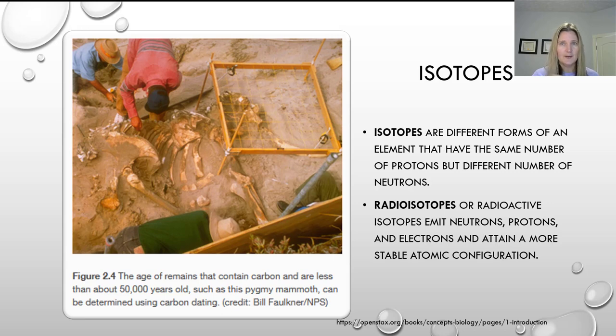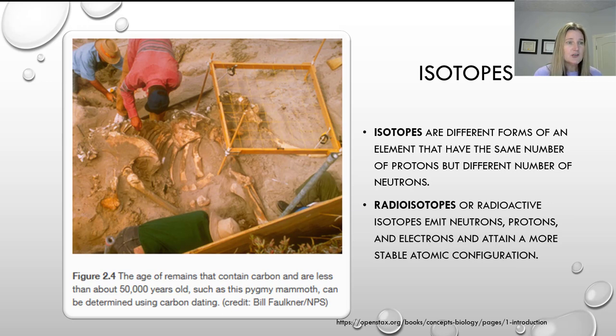Okay, so 1 gram to 0.5 grams, it would take about 5,730 years to decay from 1 gram of carbon-14 to half a gram of carbon-14. The other half would be nitrogen-14. Okay, so there's a long half-life. That's what we call half-life.